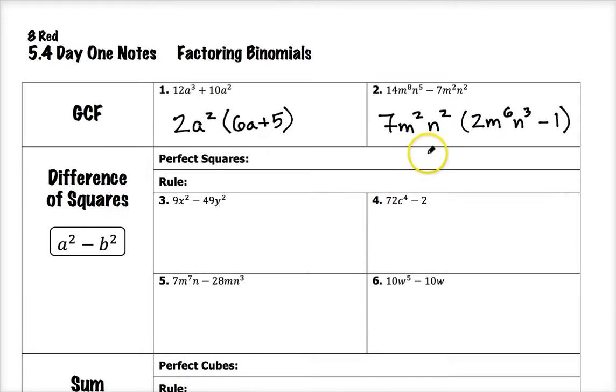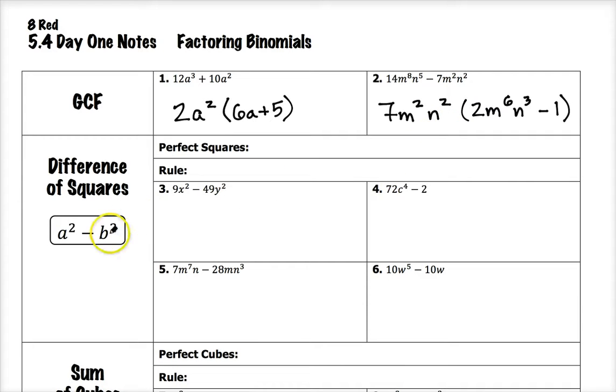However, we do have special types of binomials called differences of squares. Anytime you have a perfect square subtracting a perfect square, like a squared minus b squared, that can be factored using a special rule. So we're going to review how to do that. Remember, your perfect squares are the numbers 1, 4, 9, 16, 25, 36, 49, 64, 81, 100, 121, etc. Okay, that list goes on and on and on. So you're responsible for knowing those numbers and recognizing those. Okay, the first 15 or so should come pretty easily.